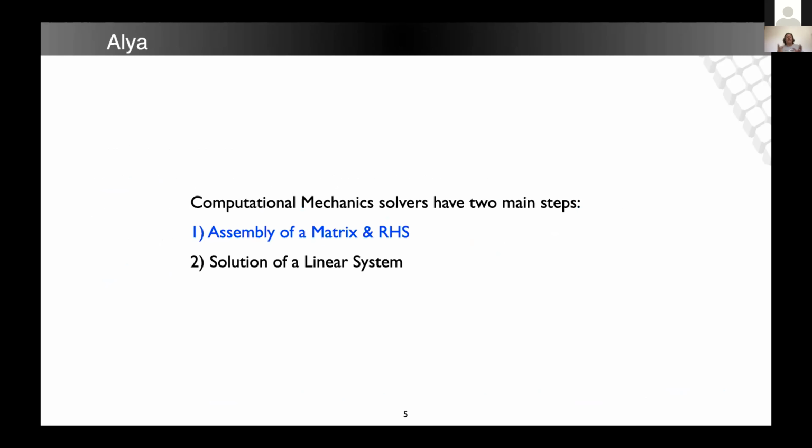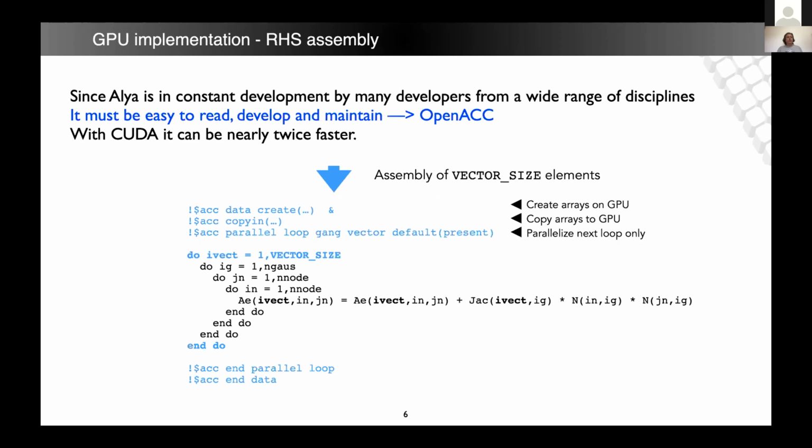So a typical computational mechanics code has two main parts. One is the assembly of the right-hand side. And then if you have some part that is implicit, in our case, we are dealing with incompressible flow, and so the pressure is treated implicitly, you need to have the solution of a linear system. So I will first start talking about the first part, the assembly of the right-hand side in this case, and how we have ported this to GPUs.